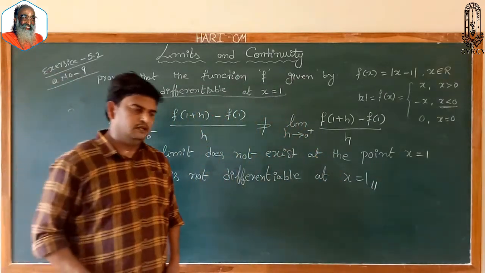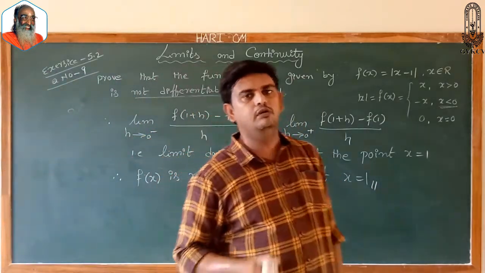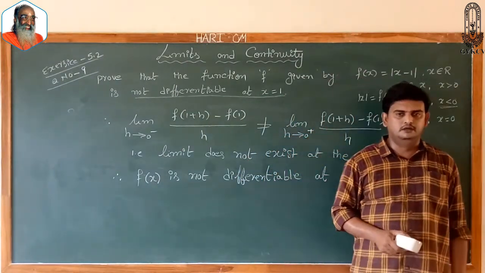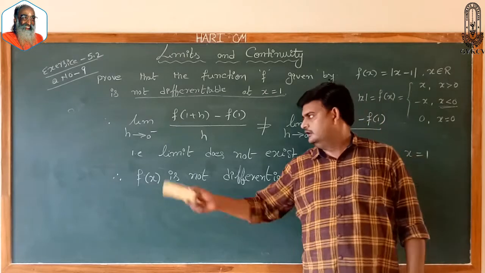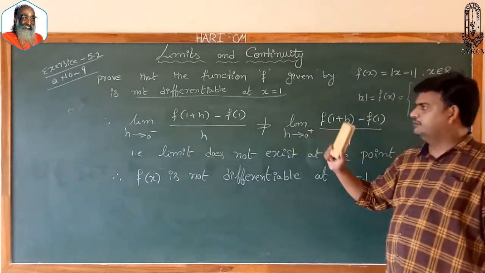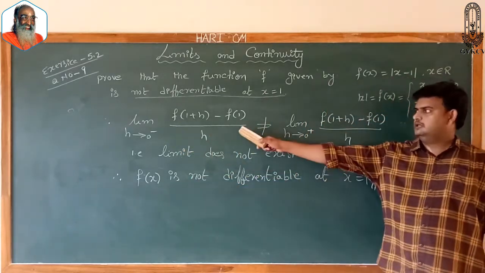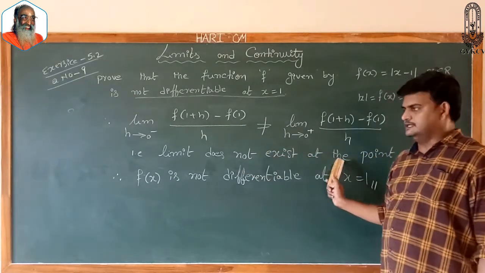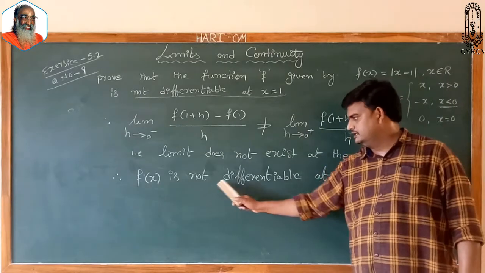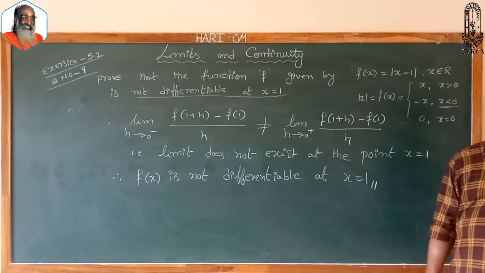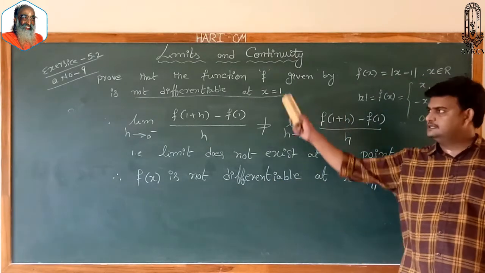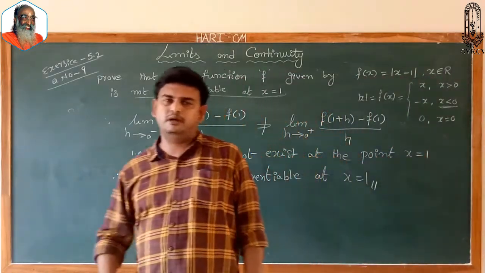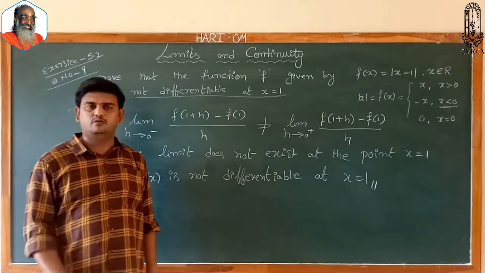So differentiability is possible only when the limit exists. The limit exists when the left hand limit and right hand limit are both equal. Here the left and right hand limits are different, so the limit does not exist. When the limit does not exist, differentiability is also not possible. This is about problem number 9. Similarly, we have problem number 10 that you can try once.